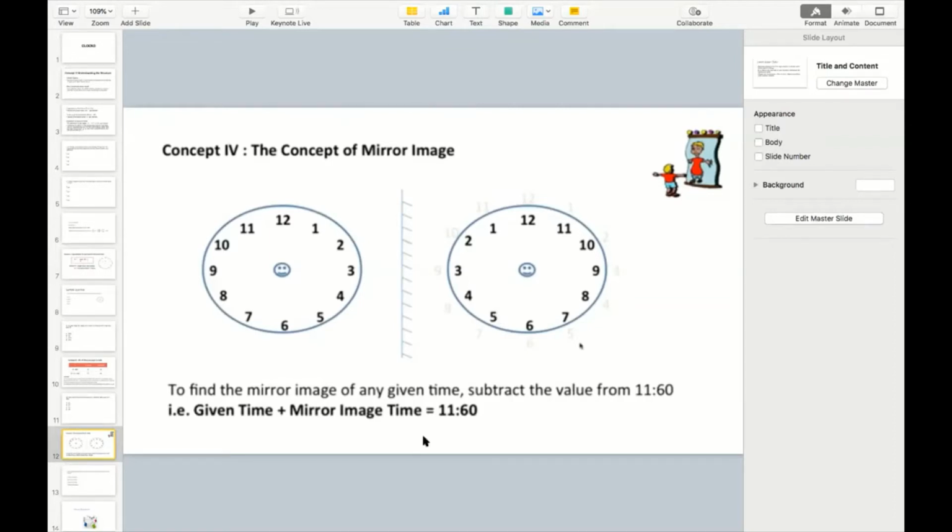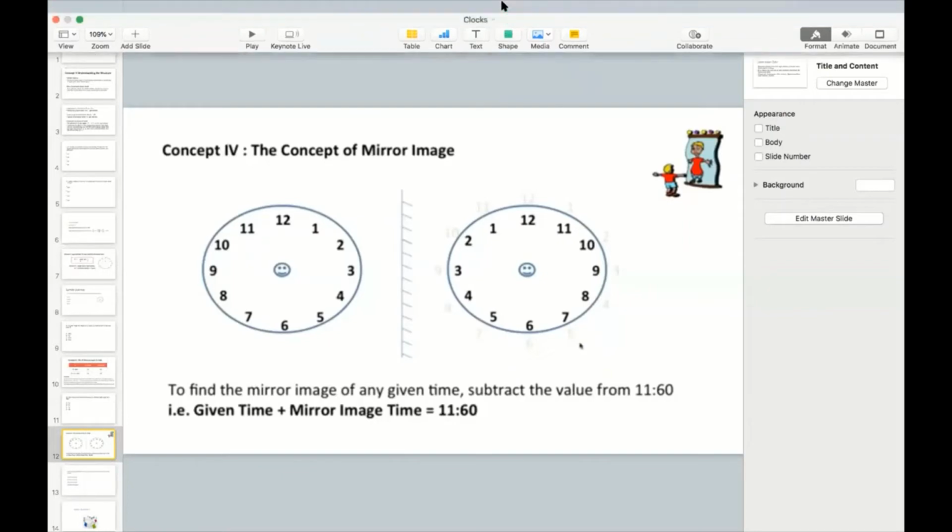Now the simple formula or shortcut which you need to remember is that the given time plus the mirror image time is equal to 11:60. So when I gave you the time as 7:20, what you could have done is from the 60, subtract that 20. So 60 minus 20 will give you 40, the minute value. And from the 11, you could have subtracted the hour value. The hour value is 7, so 11 minus 7 will give you 4. So you can simply use this shortcut to solve questions based on mirror image of clocks.